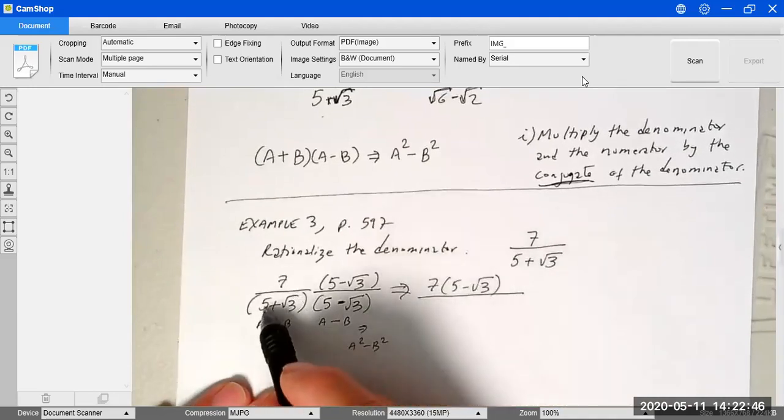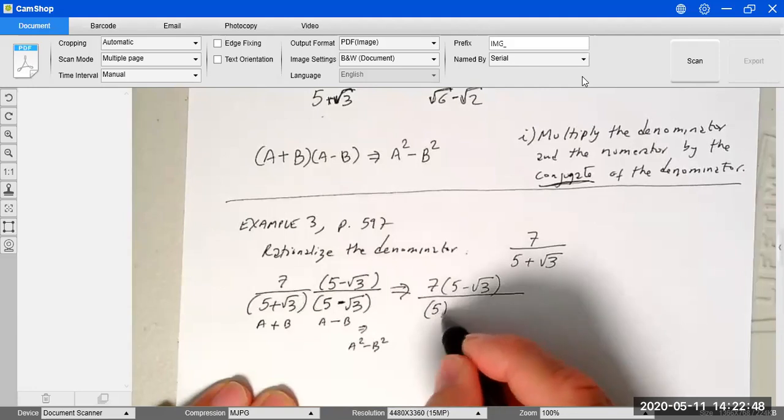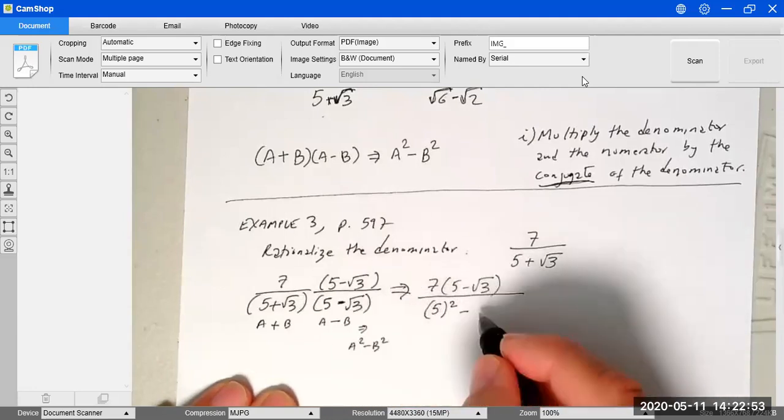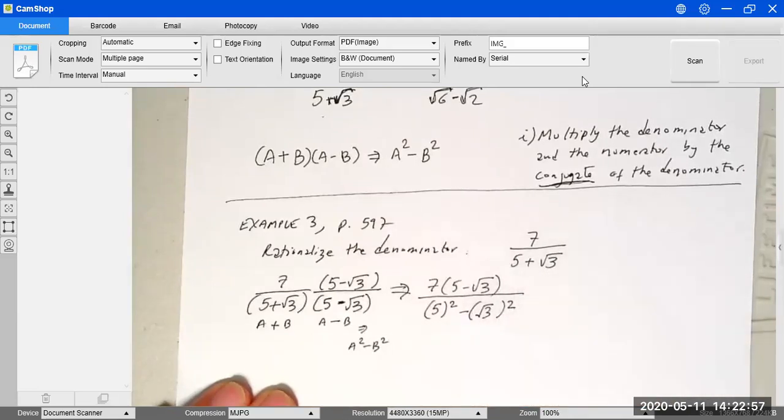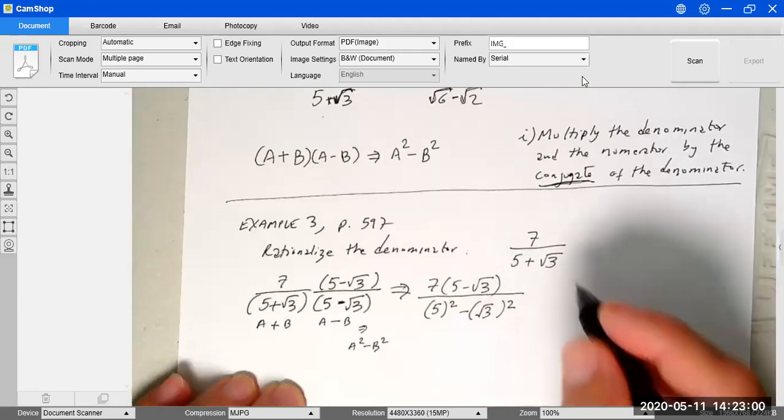So what is a? A is 5. We're going to square that, minus, and what is b? B is the square root of 3, and we're going to square that too. And then just finish our problem.